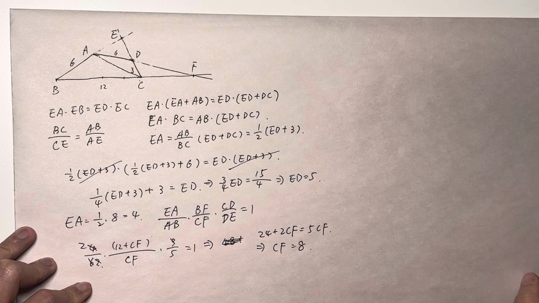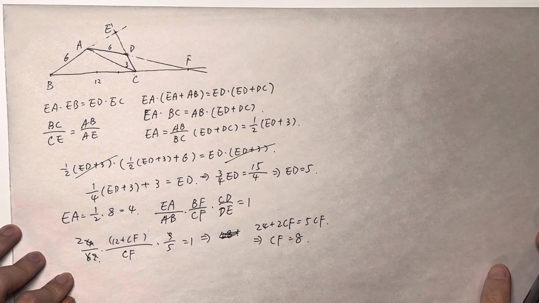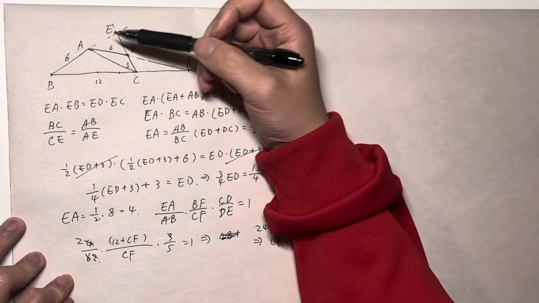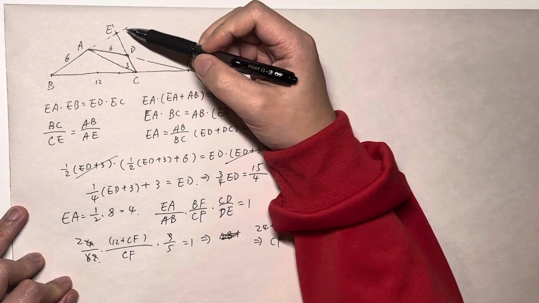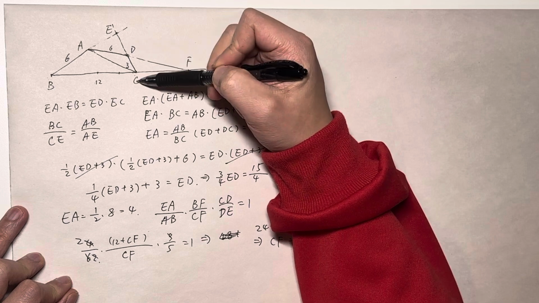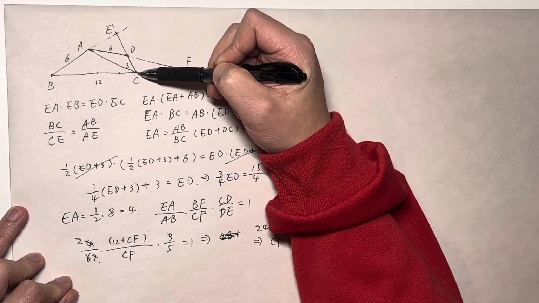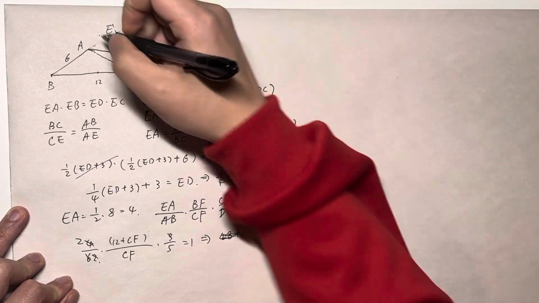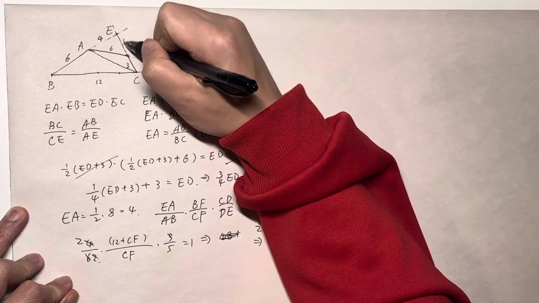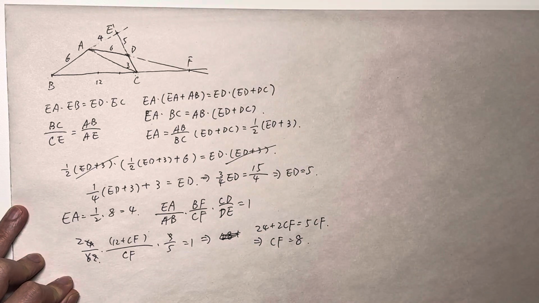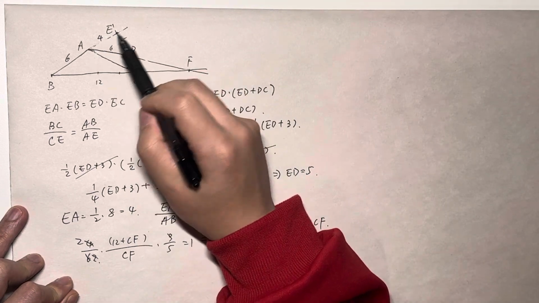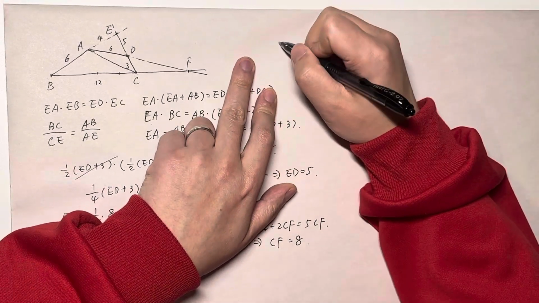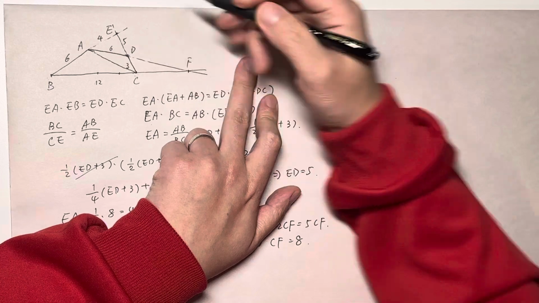CF equals 8. Based on what we have here, we already know the length of AE, EC, and AC. Actually, here AE equals 4 and ED equals 5. So for triangle AED, we know all three lengths, so we can calculate the cosine of angle EAD.